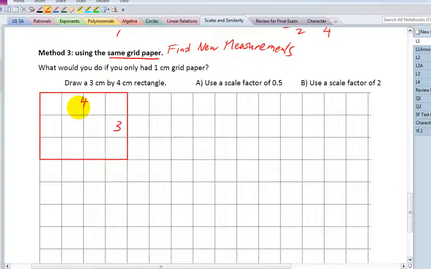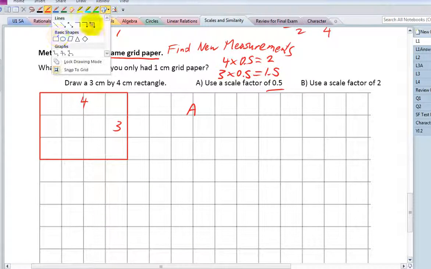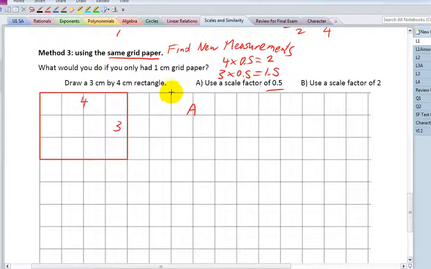So there's 3 by 4. It doesn't matter if you have it going the other direction. What we want to do now for A is use a scale factor of 0.5. So 4 times 0.5, 3 times 0.5. Get your new measurements and draw your diagram. The 4 measurement changes to a 2, and the 3 into 1.5. So now your rectangle should reflect that, and it should be 2 by 1.5.